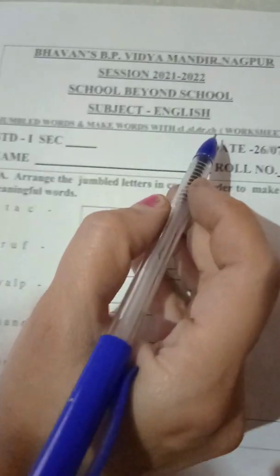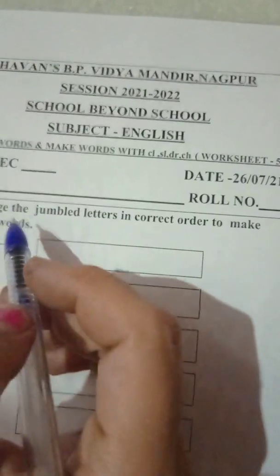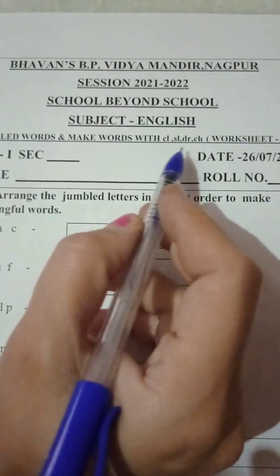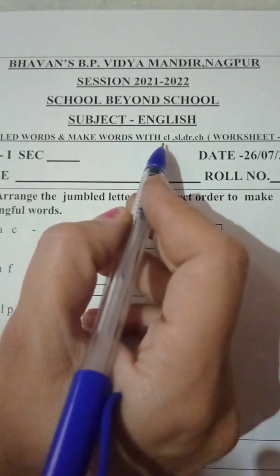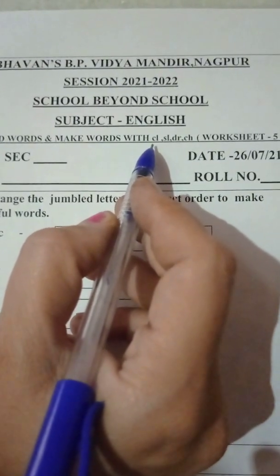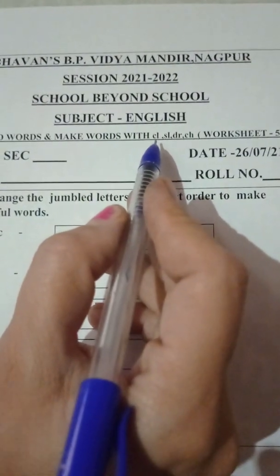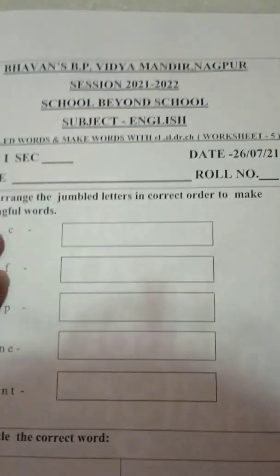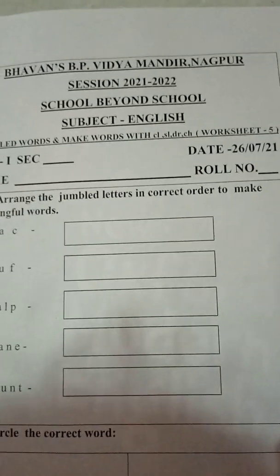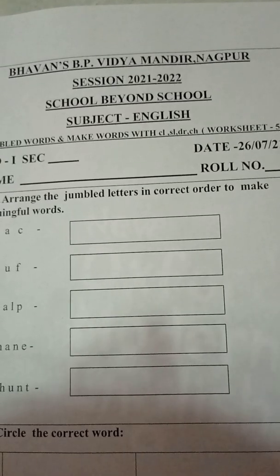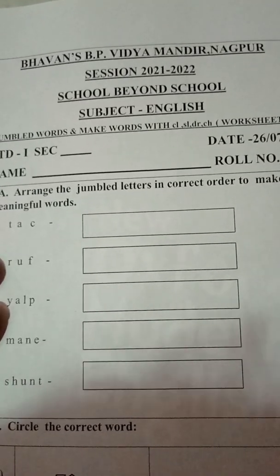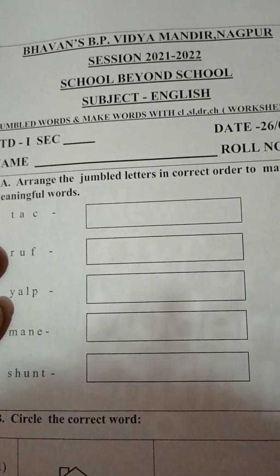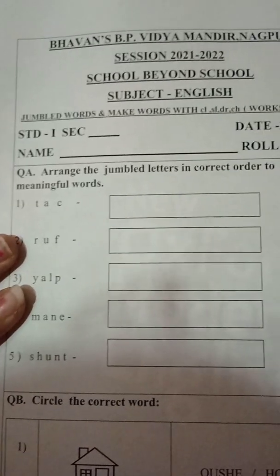Dear children, if you remember, we have learnt about jumble words and make words with CL, SL, DR and CH. Now children, we will solve the worksheet which is based on jumble words and to form the words which will start with CL. CL means clock, or you can also say so many different words are there which start with CL: clock, cloud; SL: slope, slipper; DR: dress, drum, drain; CH stands for chair. So like these words are there children.